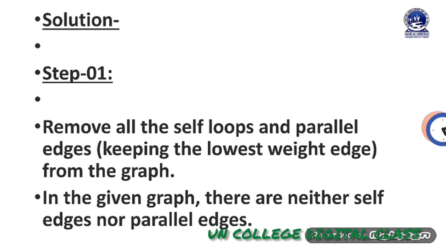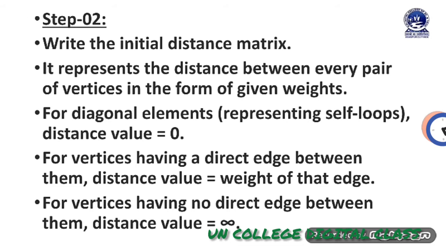Step 1 is done. Next, step 2: write the initial distance matrix. It represents the distance between every pair of vertices in the form of the given weight. For diagonal elements representing a self loop, the distance value is 0: 1 to 1, 2 to 2, 3 to 3, all these distance values are 0. For vertices having a direct edge between them, the distance value equals the weight of that edge. I will explain it when I generate the initial distance matrix. For vertices having no direct edge between them, the distance value equals infinity.